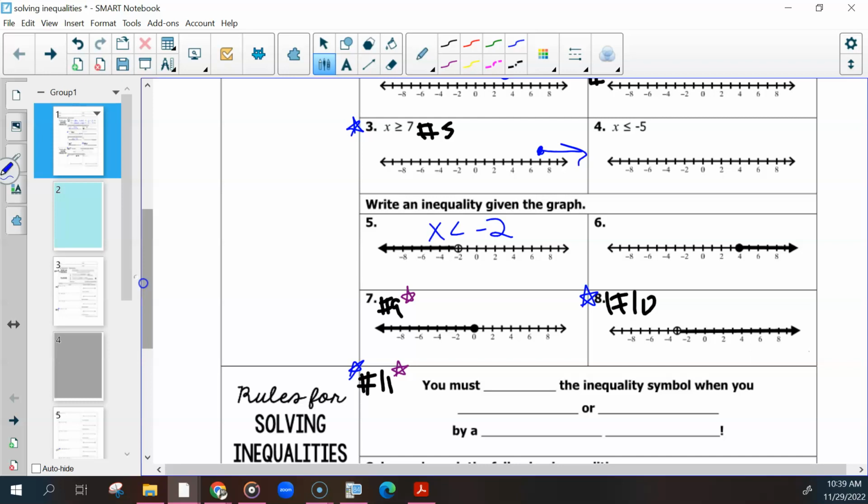What would 6 be? You're really close. Because it's closed, it's going to be a greater than or equal to. So x is greater than or equal to 4. Any questions about that so far?